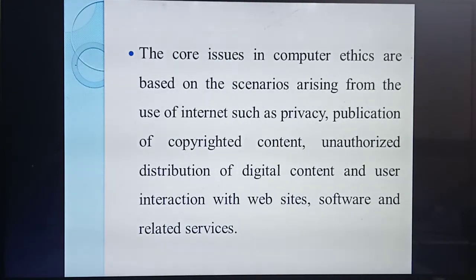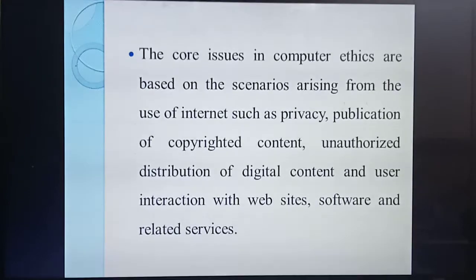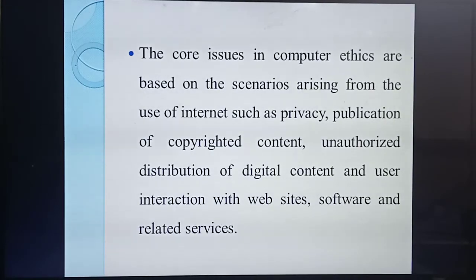Then, user interaction with websites. Always, if you are using the internet, they will say don't talk with unknown persons or don't do live video calls with unauthorized persons. That is called interruption on websites. Also, you are not allowed to open unauthorized websites. These are the things you need to follow while you are using the network. Understood? Okay, today up to this is enough.